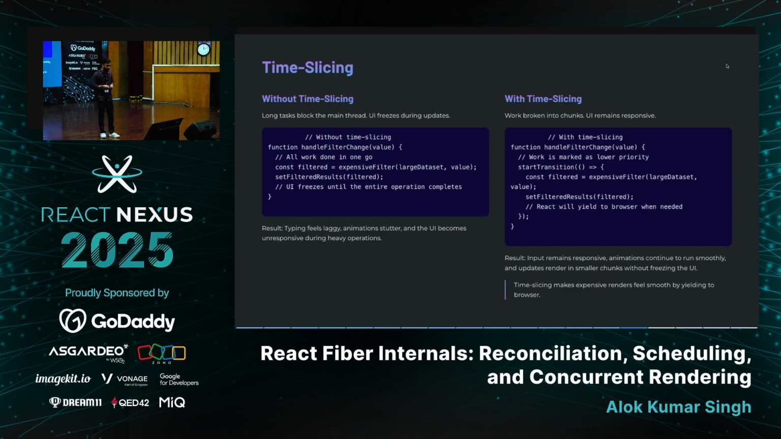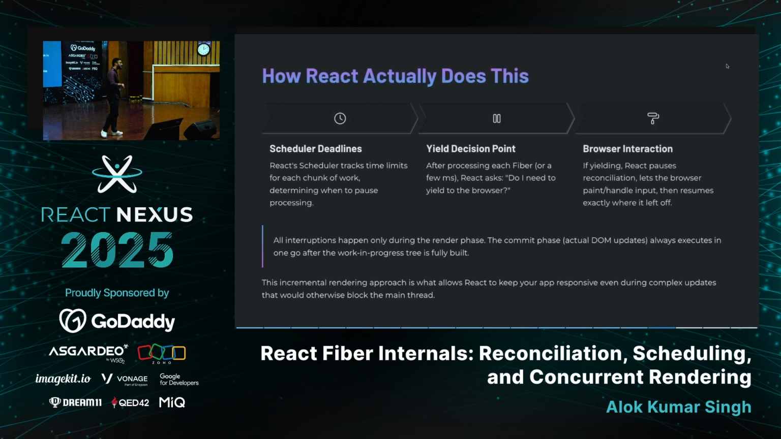priority. But how does React do this under the hood? How does React pull this off? First of all, it does it in 3 phases. The first one is the scheduler deadline. That means the React scheduler keeps track of each update that you do on the UI, so it can pause while processing.